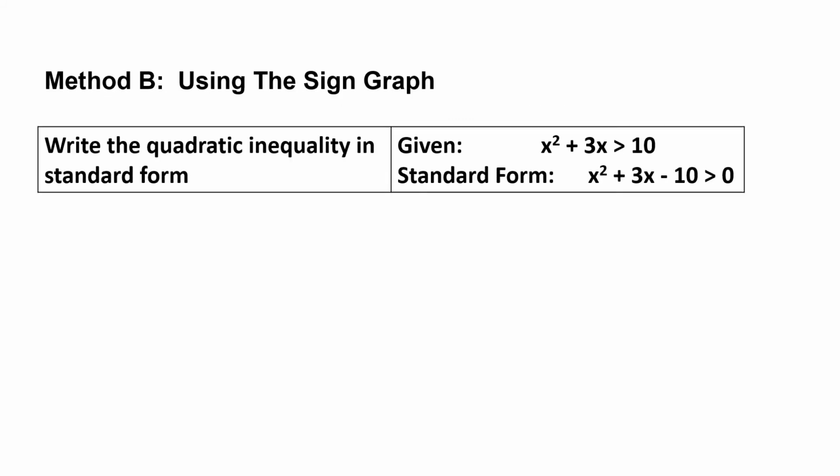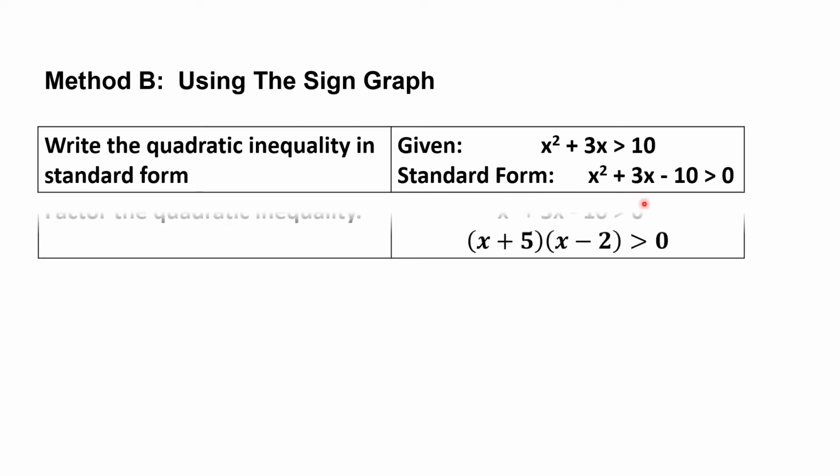Method B, using the sign graph. We will transform it into standard form. So, the standard form of x raised to 2 plus 3x greater than 10 is x raised to 2 plus 3x minus 10 greater than 0. Then get the factors of the inequality. So, we have x plus 5 and x minus 2. Illustrate a sign graph.